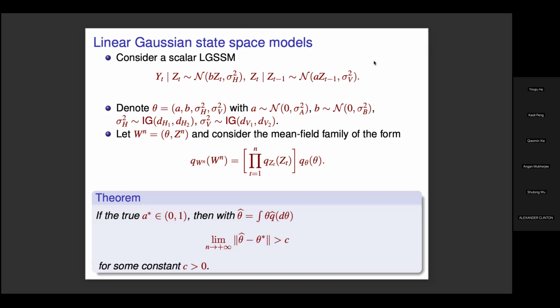Now you can prove something like this. If the true autoregressive coefficient is bounded below by 0, then the variational estimator is actually inconsistent in this example. So of course, ignoring the dependence leads to some price here, not in the previous example.